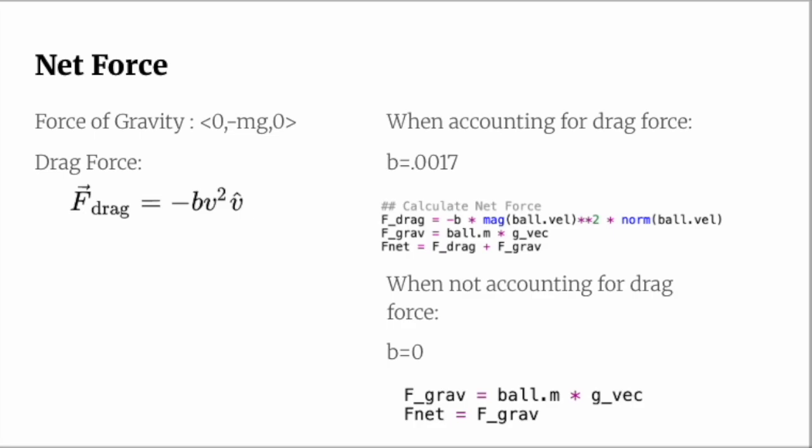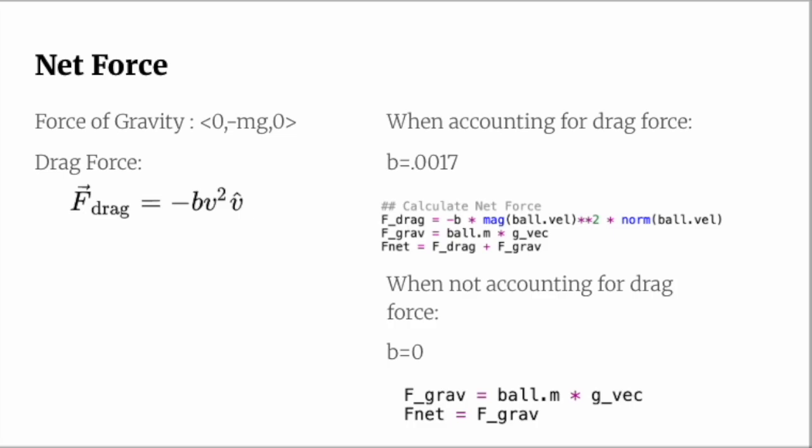And then for net force, when we are only accounting for gravity, the only force acting on it is the force of gravity, which would be negative g times the mass, and it's just a constant downward acceleration, and g is 9.8. And we can show that in the code by setting b equal to 0.